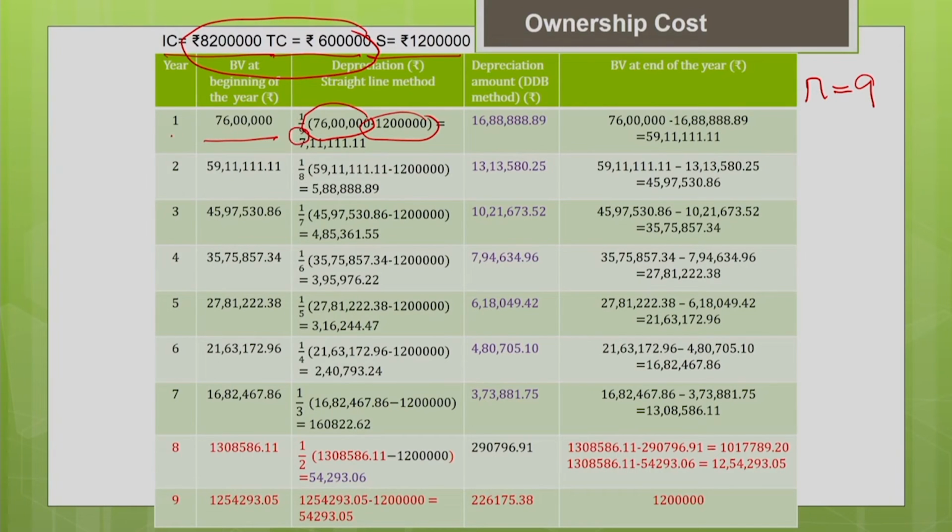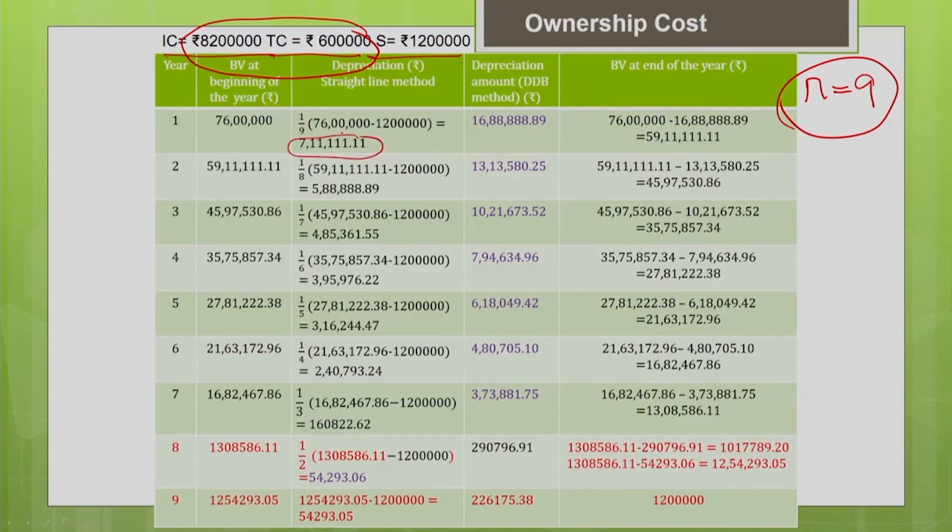So, at the beginning of year 1, if you calculate the number of years left in the recovery period, it is 9 because n equals 9. So, the number of years left in the recovery period is 9. Now you estimate your depreciation: 76 lakh minus 12 lakh divided by 9, that will give you the depreciation.